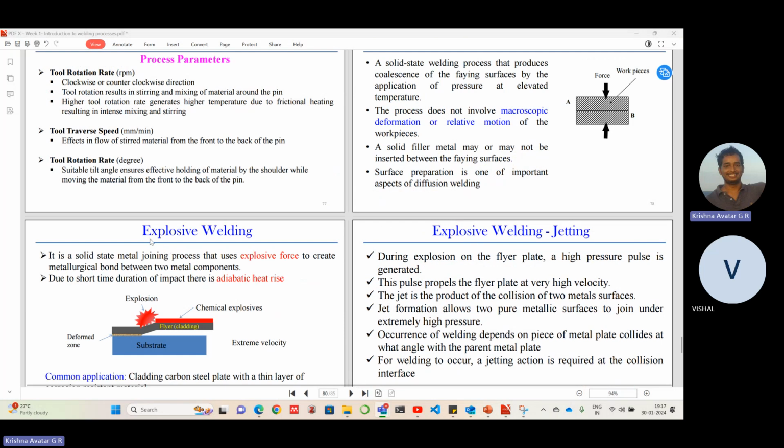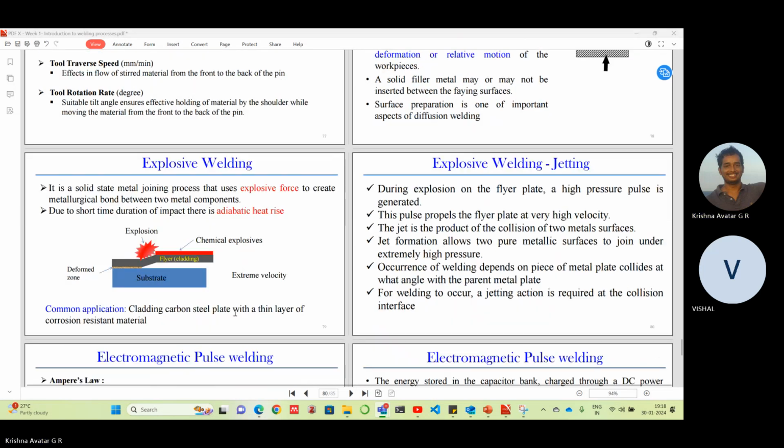We also have explosive welding, in which we use explosive force to create metallurgical bonds between two components. Since the time of impact is very short, this leads to a very high adiabatic heat rise. Here we have the chemical explosive and the flyer, which moves at a very high speed, and the substrate, or base, and this will be the deformed zone. An application is the cladding of steel plate with a thin layer of corrosion resistant material.